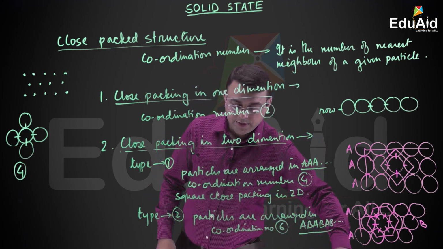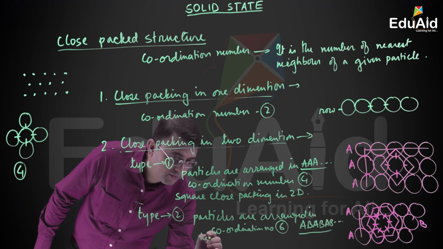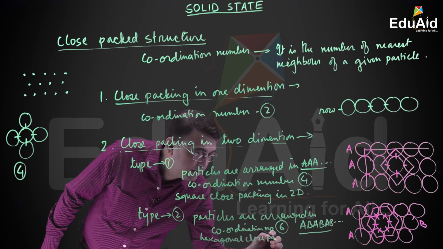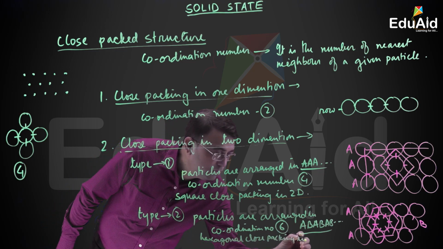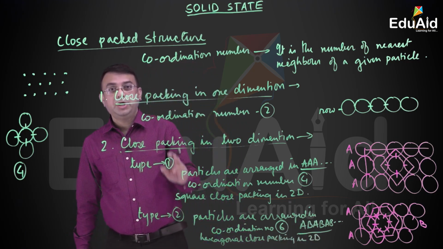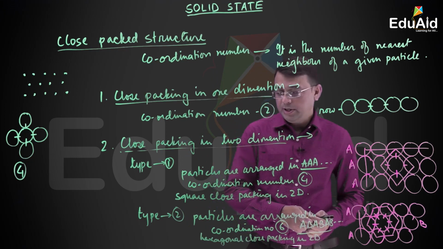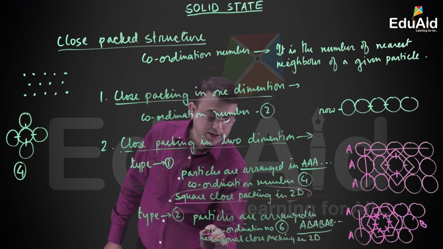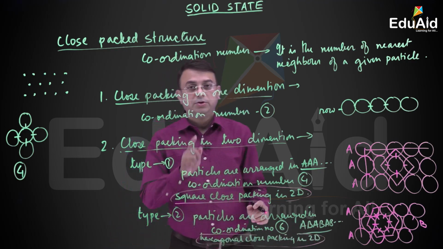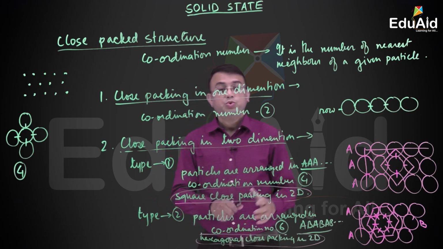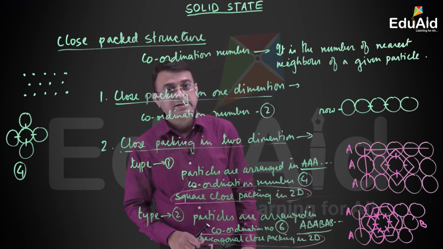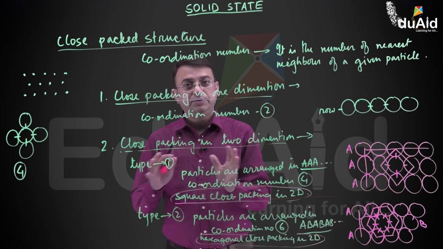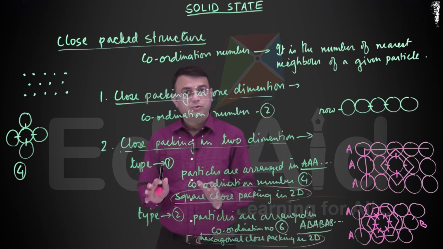So this is called hexagonal close packing in 2D. So we have two types of close packing in two-dimensional close arrangement. One is square close packing, and the other is hexagonal close packing in 2D. Square close packing and hexagonal close packing are the two two-dimensional close-packed structures. Hope you have understood this. If you have seen this, then we can proceed to three-dimensional close packing. All right.